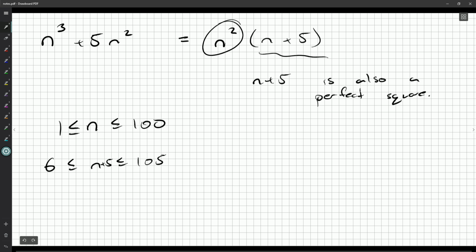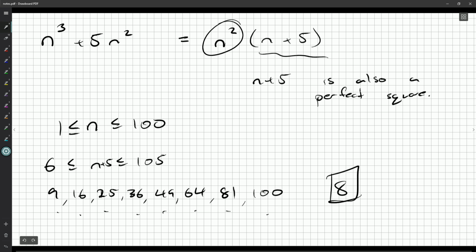Well, the next square after 6 is 9, 16, 25, 36, 49. It's a small list, that's why I'm bothering to write them out. Otherwise, I would just square root both sides and start rounding my numbers. But 64 is in this range, 81, 100, and that's it. The next one after 105 is 121. So that's 1, 2, 3, 4, 5, 6, 7, 8 perfect squares.